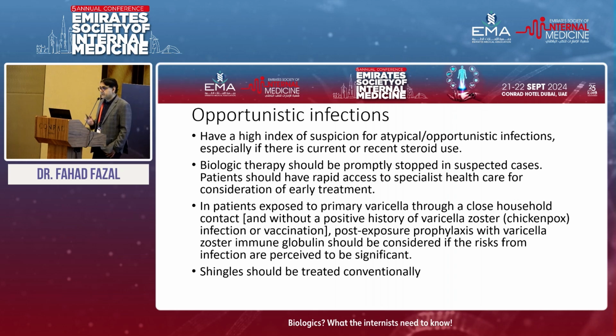And if the patient is exposed to primary varicella through a household contact, and the patient previously did not have a varicella zoster vaccine or a previous varicella zoster infection, post-exposure prophylaxis with varicella zoster immunoglobulins is advisable in these kinds of patients. If a patient develops shingles, the shingles should be treated conventionally.